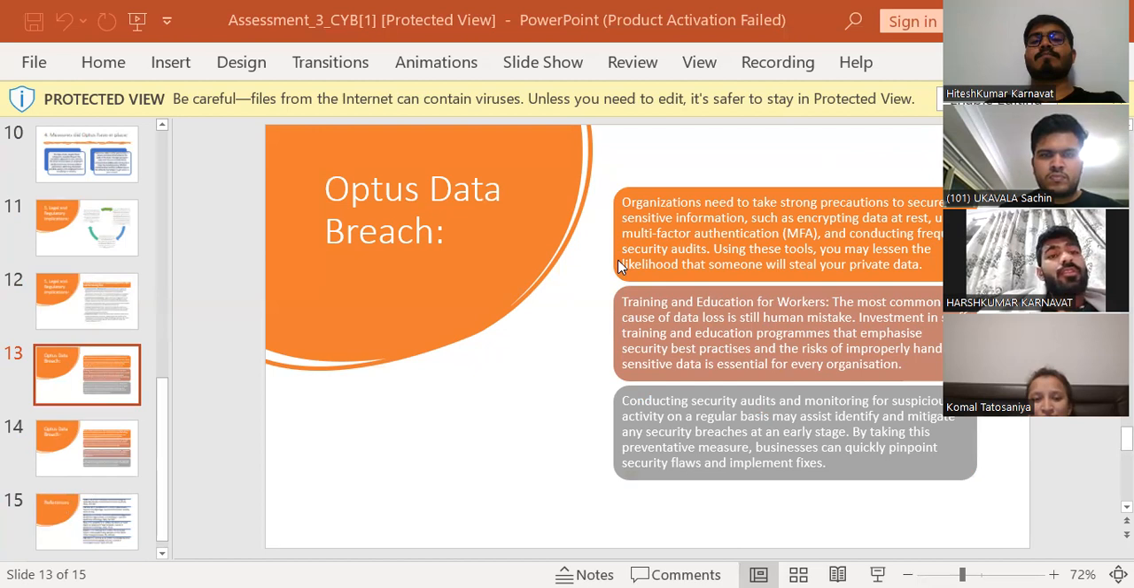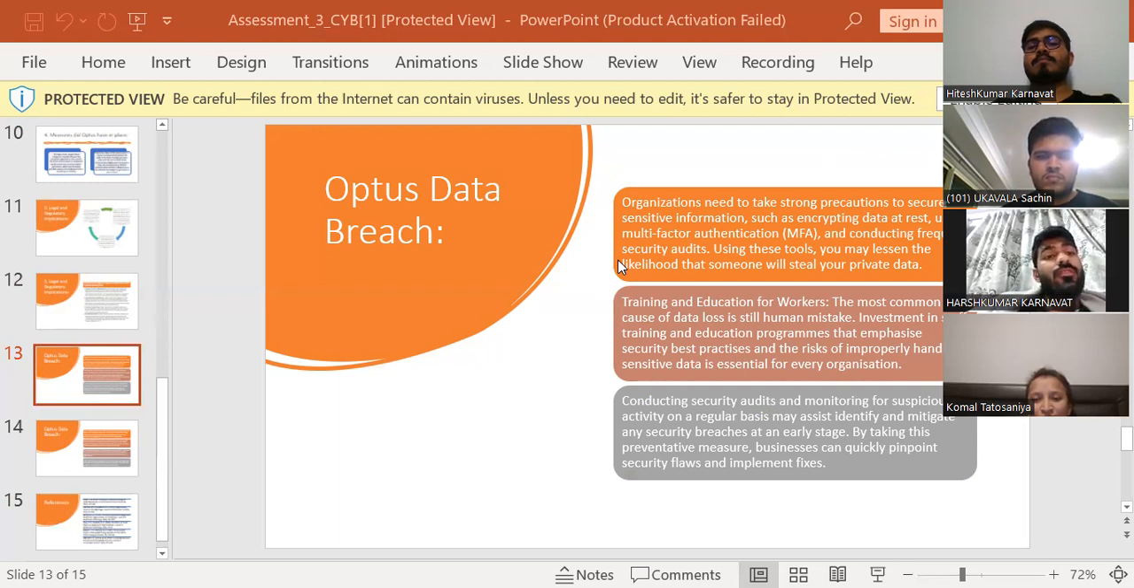Optus data breach. Organizations need to take strong measures to secure sensitive information such as customer data, using multi-factor authentication, MFA, and conducting frequent security audits. Using these tools helps keep your private data safe. Training and education for the workers.